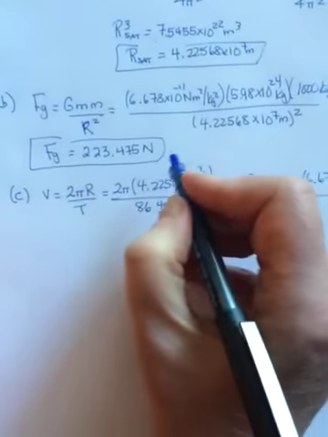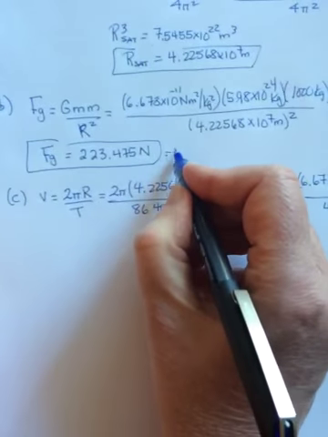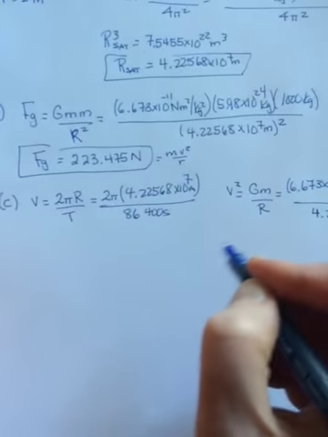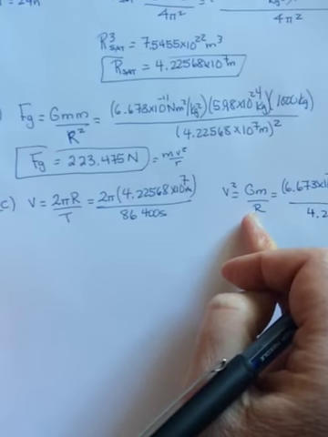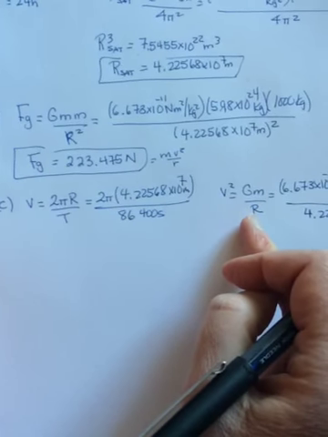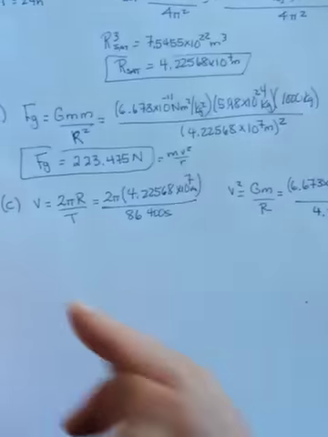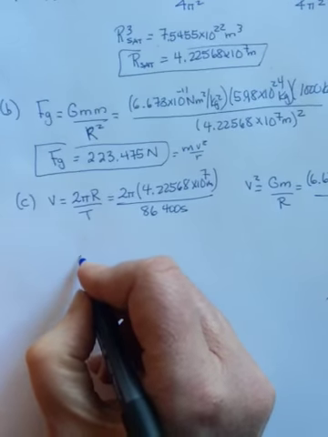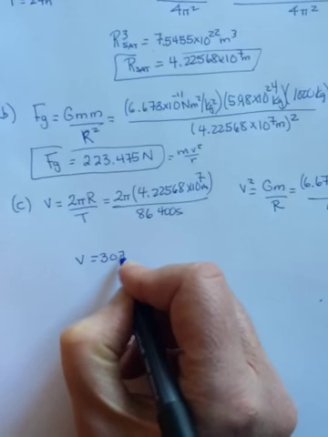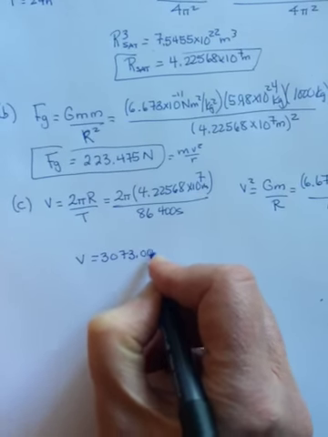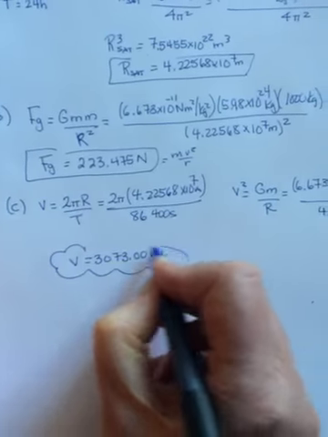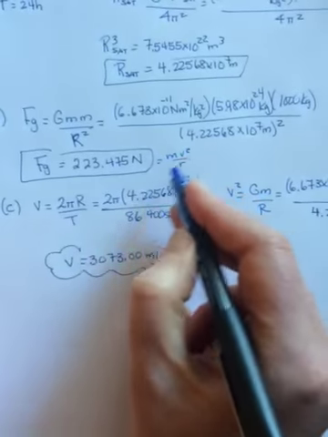The other thing you could do, you could set this equal to mv squared over r, multiply by r, divide by m. When you cancel things out, it would end up looking not like this. In the end, you should get something around 3,073.00. And it'll be close to this. It will depend on which route you went. I think I went this route.